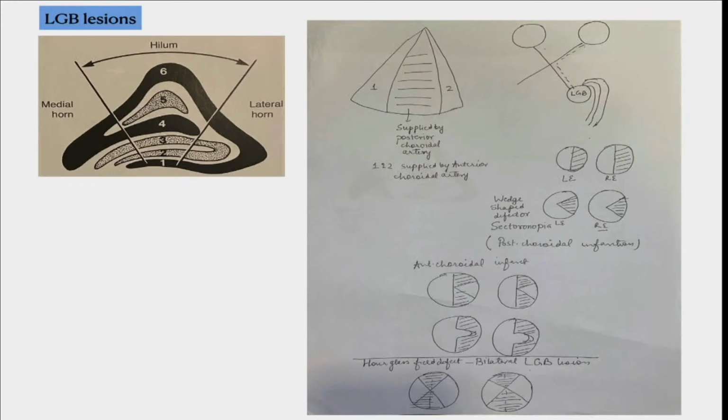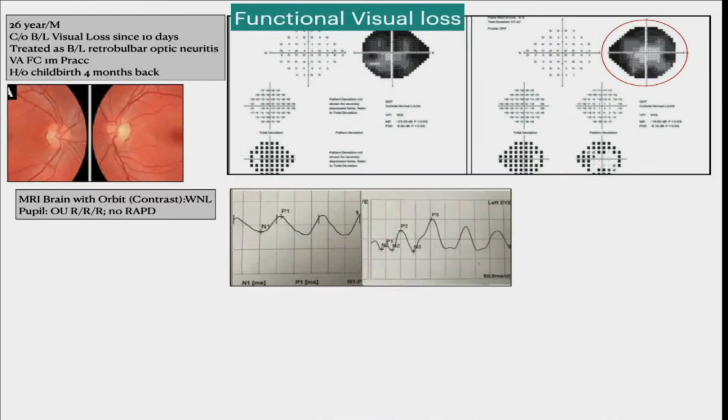So this is a special type of lesion, the LGB lesion, where you have 2 different circulations supplying the lateral geniculate body. So here you can actually see, instead of hemianopias, something called sectoral or wedge-shaped field defects. So I think Dr. Ashwin has a beautiful thing, and he would probably talk about it.